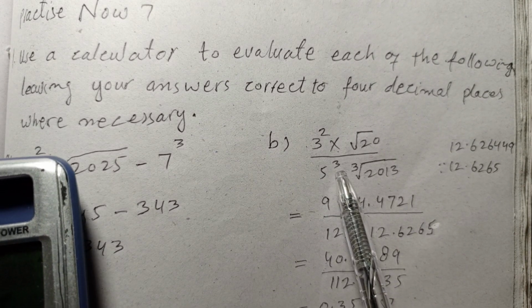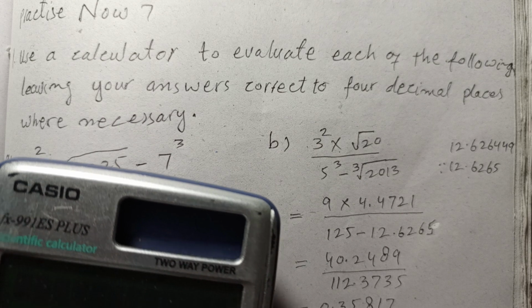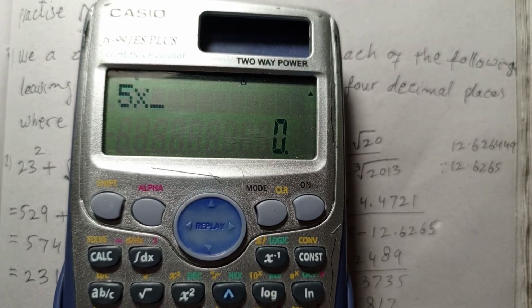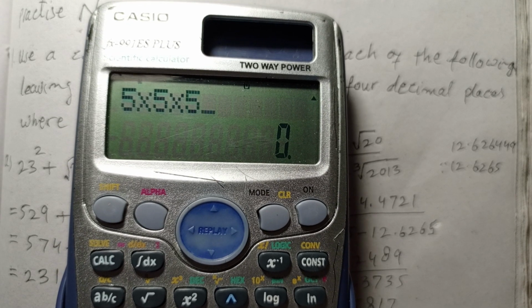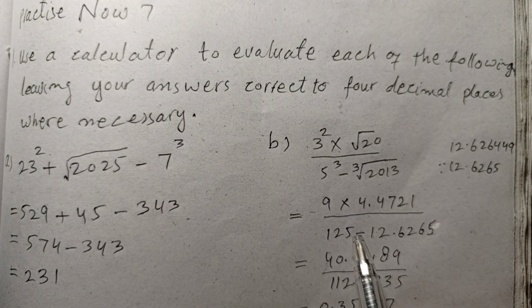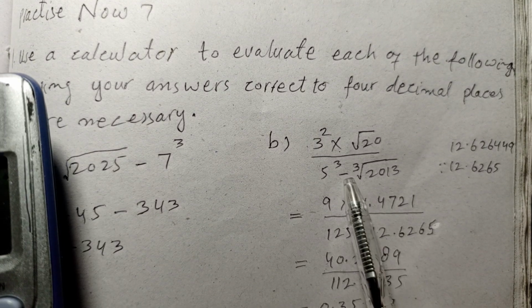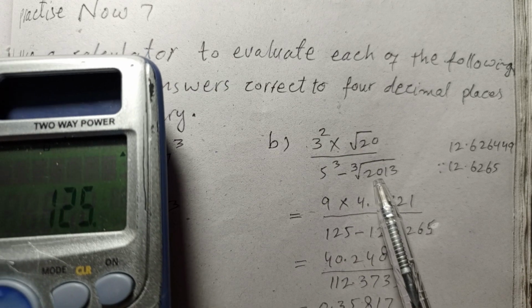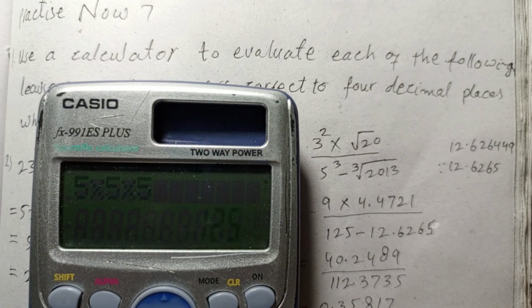Now 5 cube, we have to find 5 cube. So you will write 5 three times, 5 multiplied by 5 multiplied by 5, then press the answer key, you will get 125 here. Now this minus sign is here. You will find the cube root of 2013.